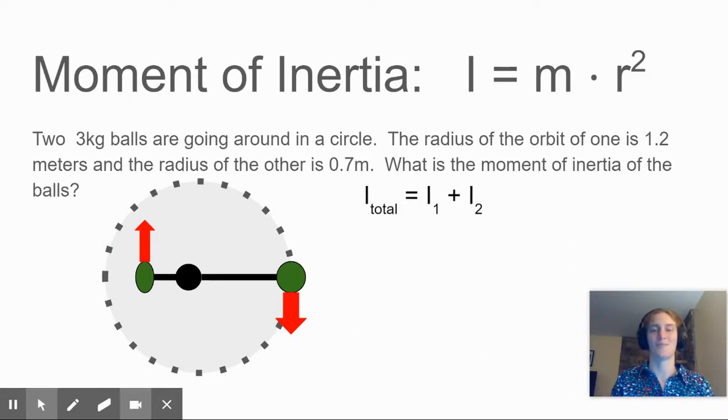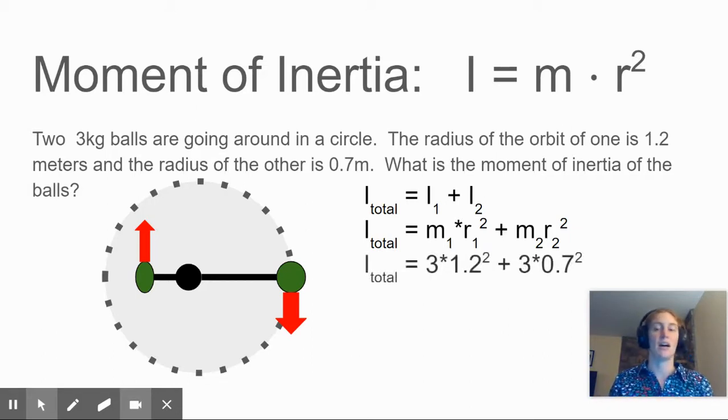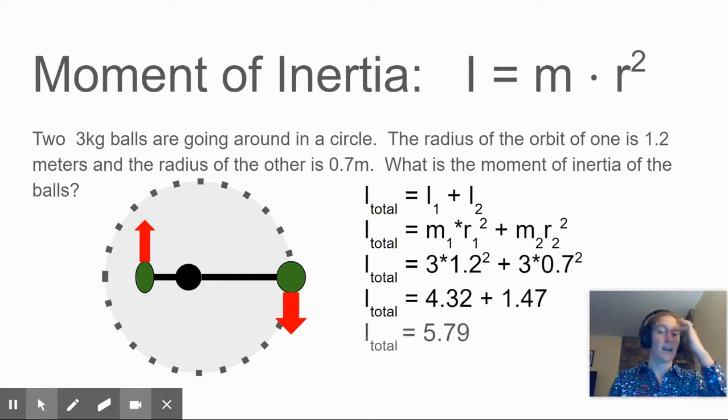All right, so I put moment of inertia of the first plus the second. So I'm putting in the mass of the first times the radius of the first squared plus the mass of the second times the radius of the second squared. I can plug in all of those numbers that are given in the problem, and I get 5.79 as my total moment of inertia.